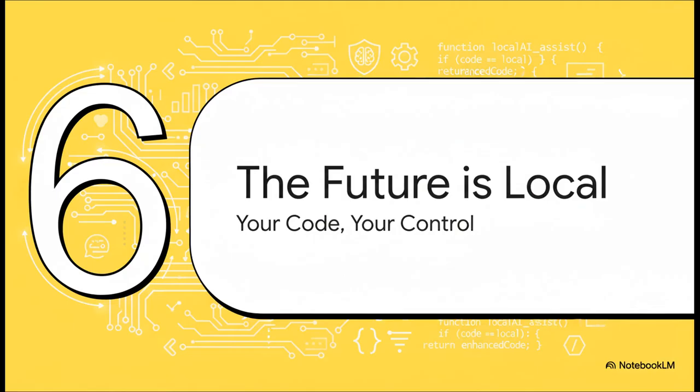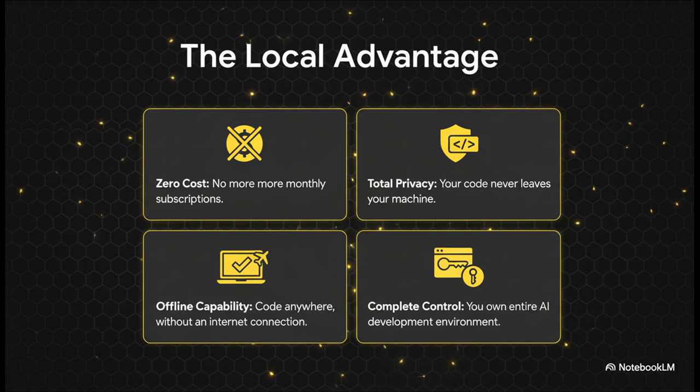So, when you see a powerful local stack like this emerge, what does it really mean for the future of how we build software? Well, it's pointing to a massive shift in how we think about AI in our workflow. At the end of the day, the local advantage is all about empowerment. It's about tearing down the financial wall with zero cost. It's about guaranteeing total privacy for your most valuable work. It's the freedom to code wherever and whenever you want. And it's about having complete control over your entire toolkit, AI included.